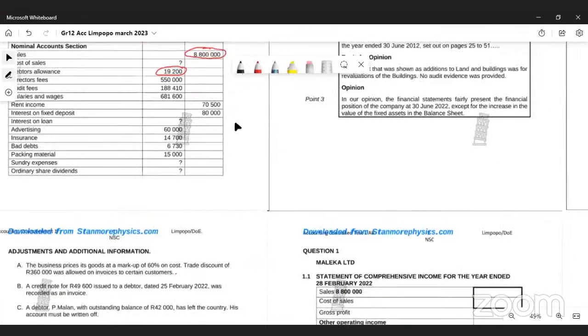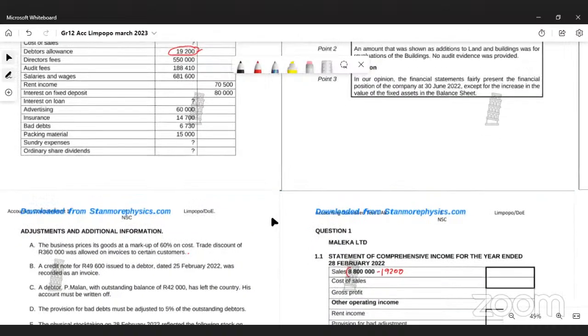The 8,800,000 is already there, so you open bracket and put that 8,800,000. Then you subtract the debtors allowance, which was R19,200. Then again, we check for additional information.